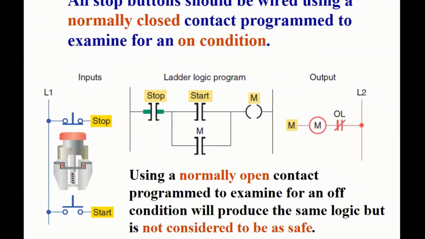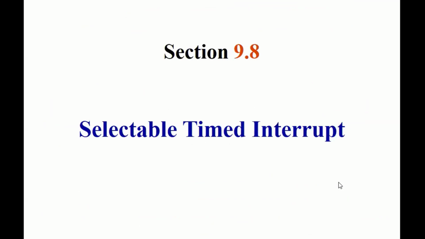All stop buttons should be wired using a normally closed contact, programmed to examine for on and off conditions. You guys tried it a little bit, and that's the idea, right? Stop is normally closed, start is normally open. Using a normally open contact to examine for the off condition of a stop is not considered to be safe, right? So you want to be safe as you do that wiring.